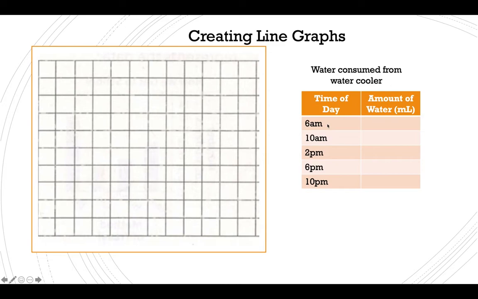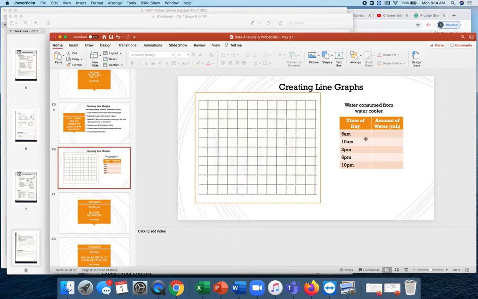So creating line graphs. All right, so I just added this one. Water consumed from the water cooler. Okay, and we're going to check this at a couple different points throughout the day. Maybe this is at your house. Okay, so let's say amount of water, milliliters. So amount consumed. Maybe it's starting like full, for example, and then we're checking what level it gets to. So say, for example, it's at, let's just say 1,000 milliliters.